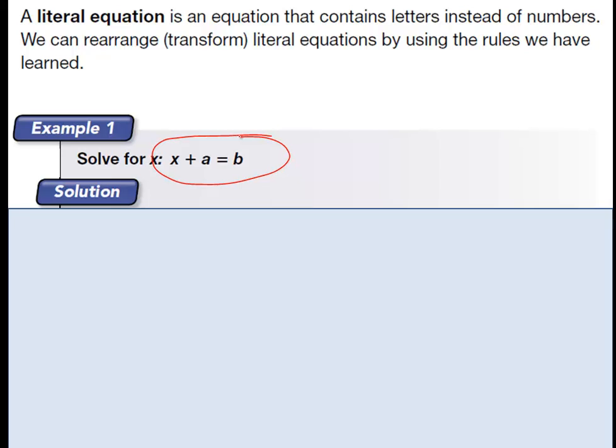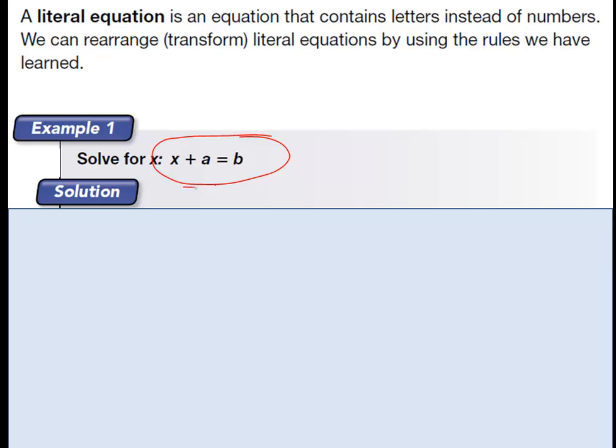Okay, so looking at this here, it says we need to solve for x. So we want to isolate the variable x. So we need to get the other two, a and b variables, on the other side of the equal sign. So x and a, what's happening to a? Is it being added or subtracted from x? It's being added. So we do just like we do with the numbers.